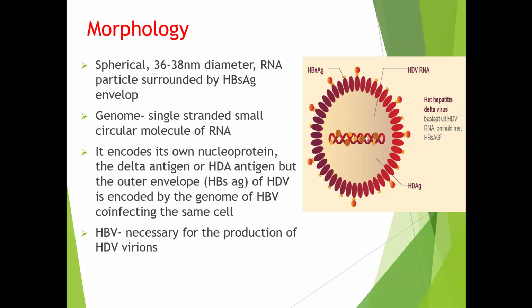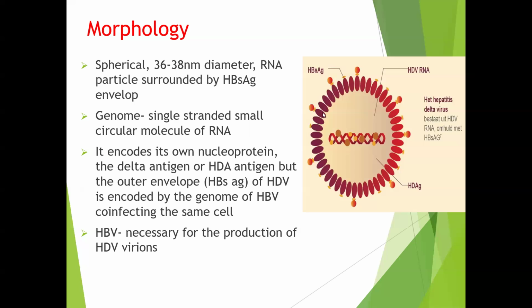So this is RNA and it is surrounded by an HBsAg envelope. In the picture you can see, this is hepatitis B surface antigen. So this RNA is covered by the hepatitis B surface antigen or envelope. The genome is a single stranded, small, circular molecule of RNA, and it encodes its own nucleoprotein that is called delta antigen or HDAg.